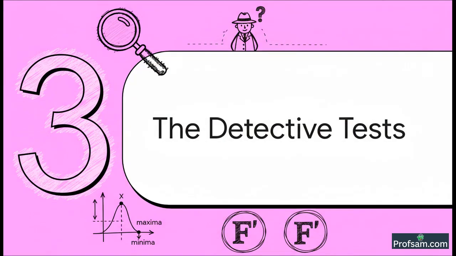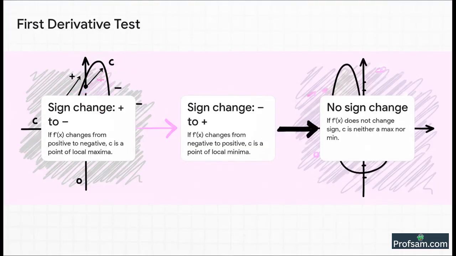All right, so we found our suspects. These are the critical points where a maximum or minimum could be hiding. But how do we confirm it? Well, for that, our detective kit has two special tests we can use. The first method is the first derivative test. This test looks at the sign of f prime of x just before and just after our critical point c. Think about it with our video.